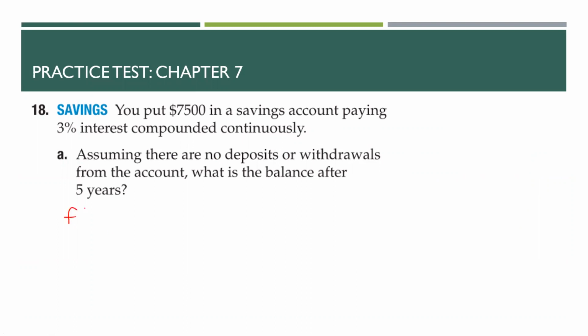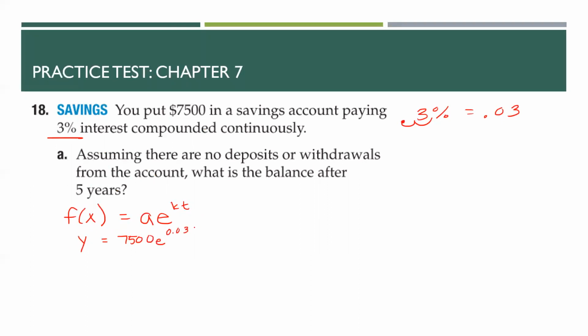So we're going to use this f of x is equal to a times e to the power of k times t. So we're looking for f of x or y. And then a is going to be the original amount. So that's 7,500 times e to the power of k. K is 3%, but remember we have to change that to a decimal. So that ends up being 3/100.